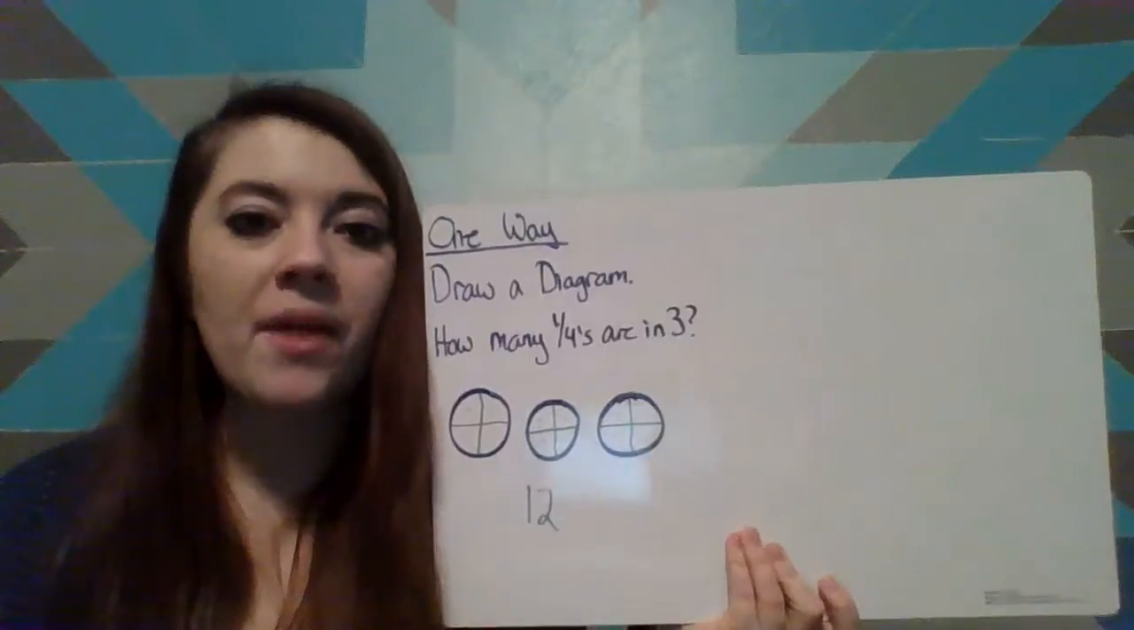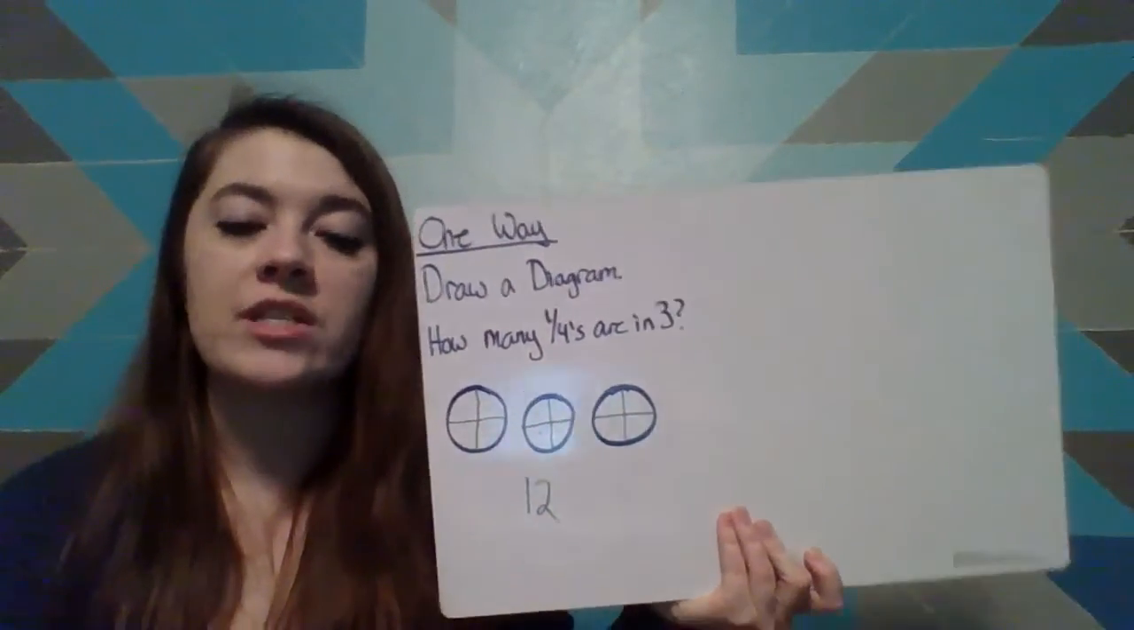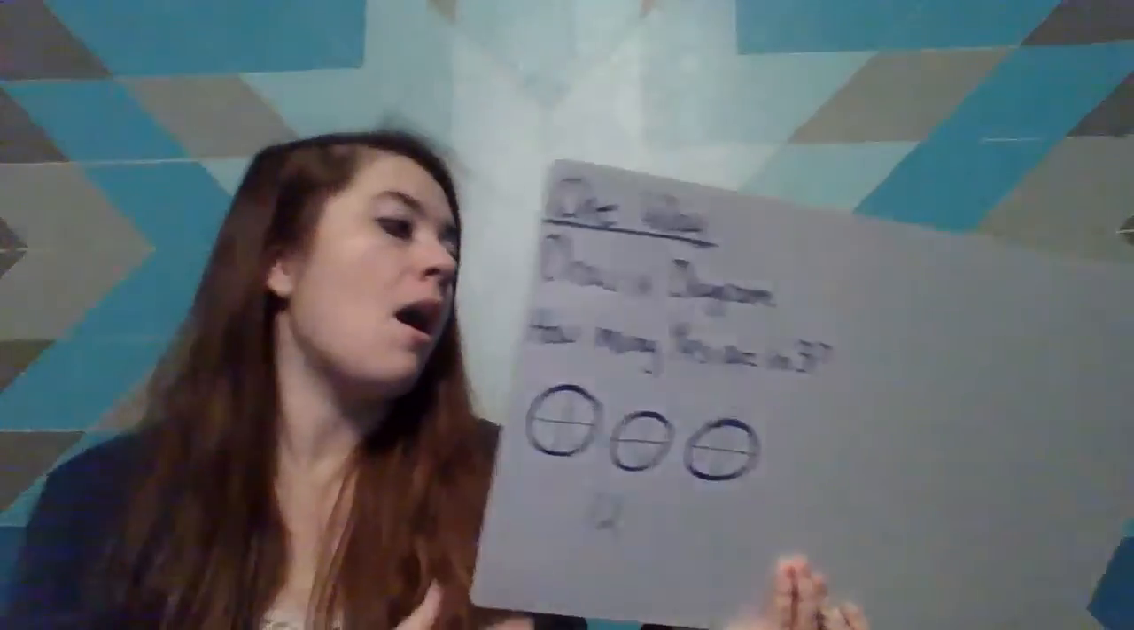So if you like that method, by all means, use that to help you answer them, but it's not required after the first 6, okay? All right, so this is one way, is to make a diagram.